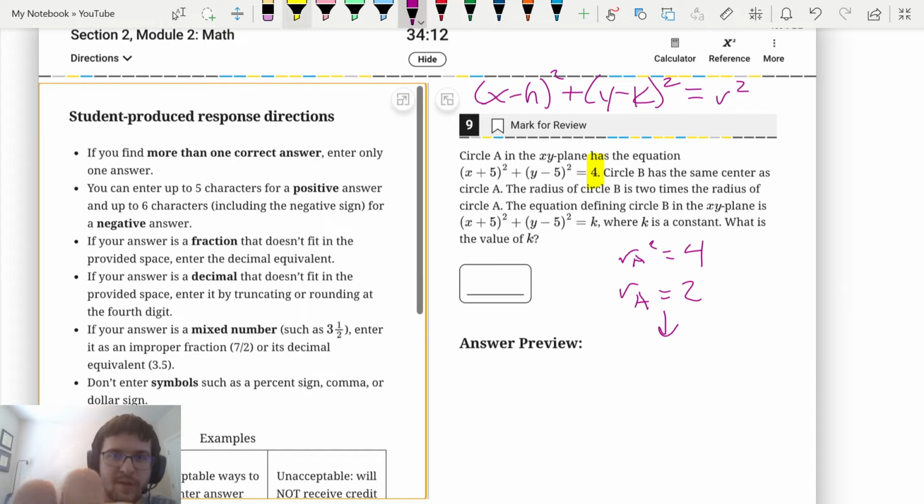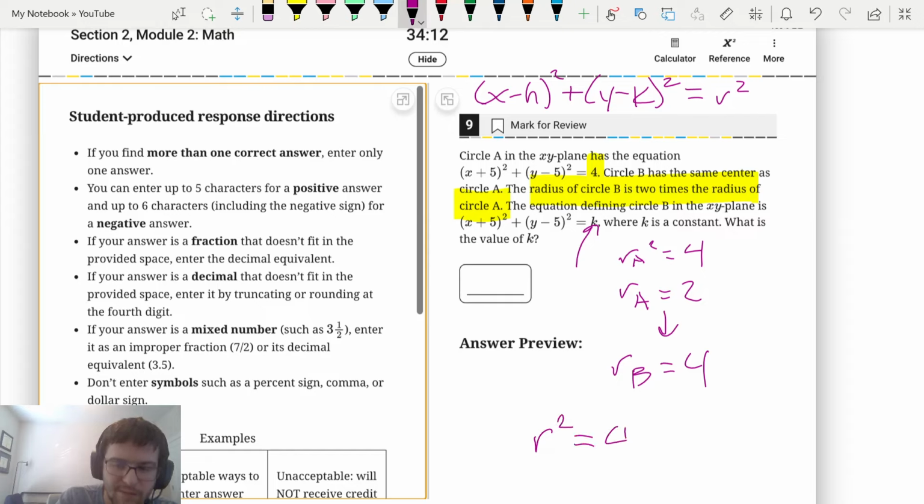Now it says circle B has a radius that is 2 times the radius of circle A. So that means the radius of B is 4. So now the r squared at the end of the equation is 4 squared, which is 16. So the equation should read (x plus 5) squared plus (y minus 5) squared equals 16. So k is 16.